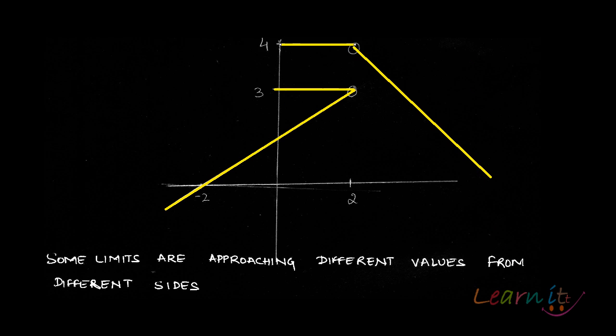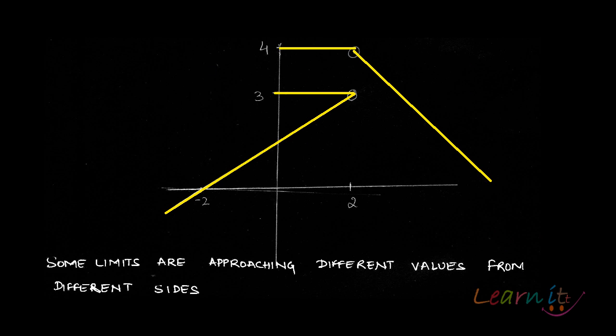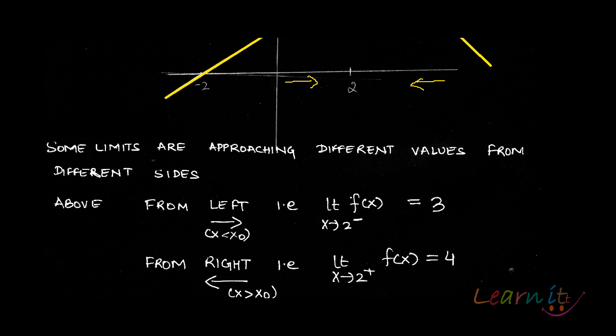So as the function is approaching from this side, the value of the function around 2 is 3, and as the function is approaching from this side, the value of the function around 2 is 4. So can I say the limit of this function exists? And in case I say that the limit exists, what will it be, 3 or 4? I really can't say that. From different directions, the function is taking a different value. So that's not a good thing for a limit.